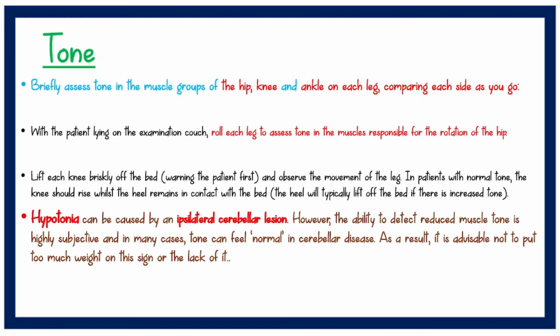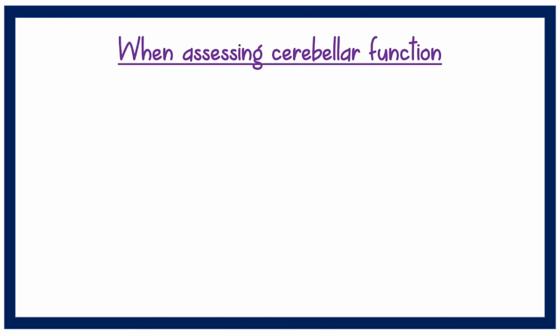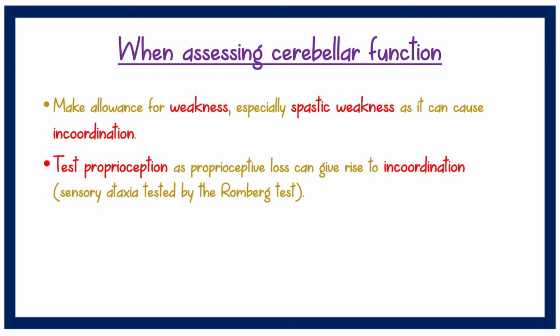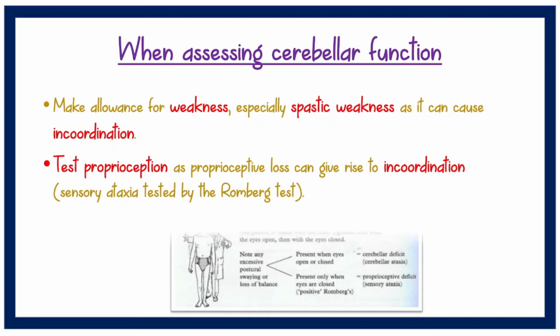However, the ability to detect reduced muscle tone is highly subjective, and in many cases, tone can feel normal in cerebellar disease. As a result, it is advisable not to put too much weight on this sign or the lack of it. When assessing cerebellar function, make allowance for weakness, especially spastic weakness, as it can cause incoordination. Test proprioception, as proprioceptive loss can give rise to incoordination. Sensory ataxia is tested by the Romberg test.